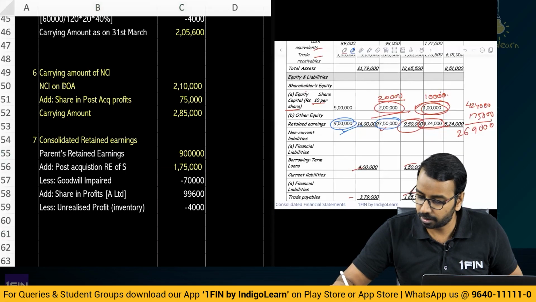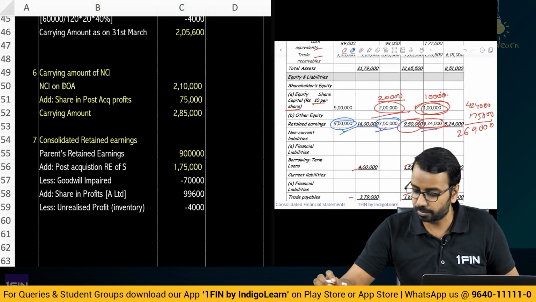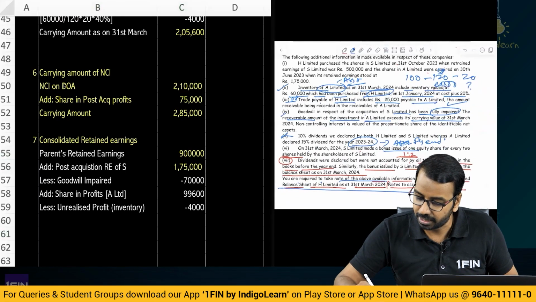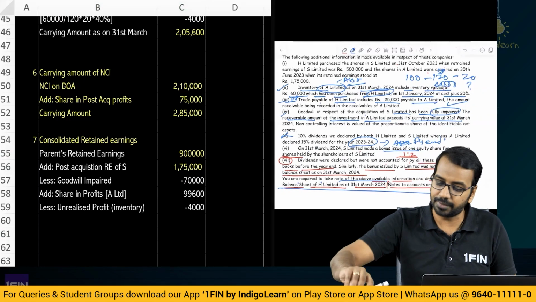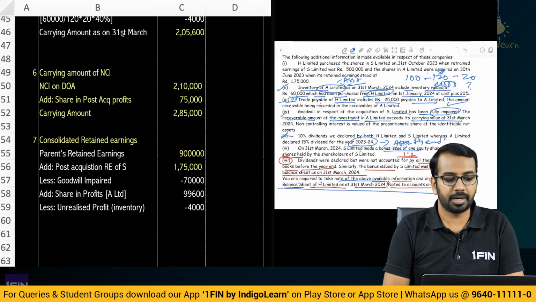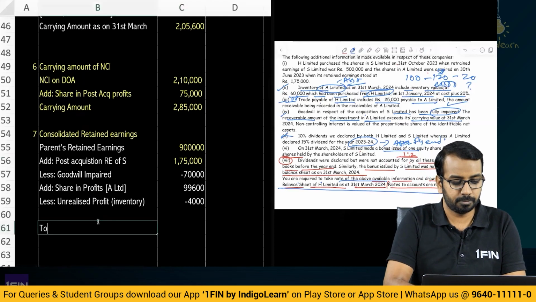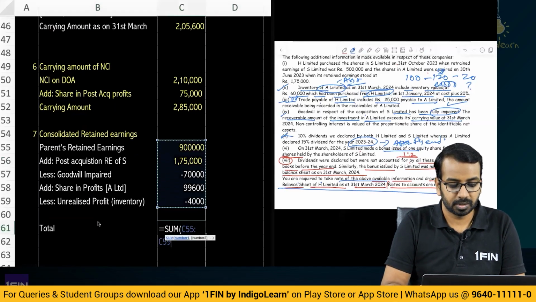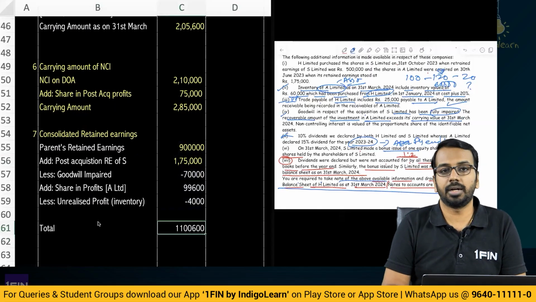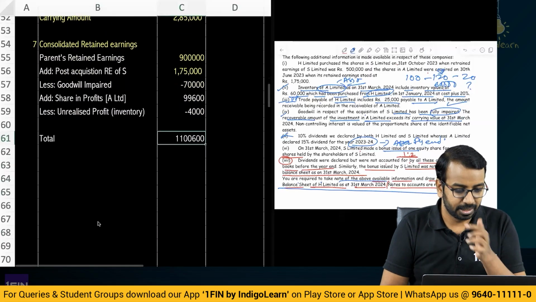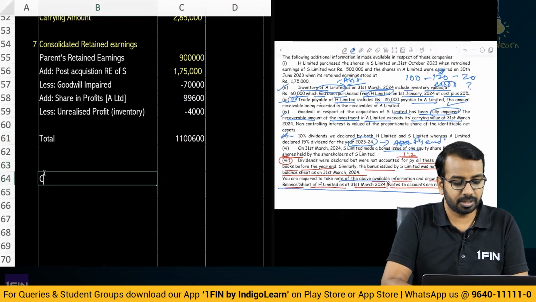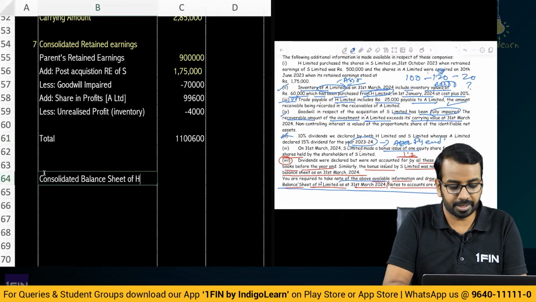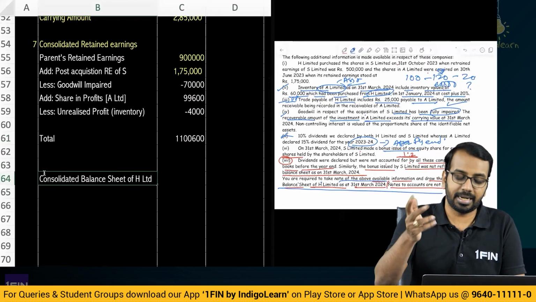Then we have taken post acquisition from subsidiary, share of post acquisition from associate, and we have taken the adjustment for inventory, goodwill has been impaired, trade payable there is no impact, remaining everything we have done. So we are good to prepare the consolidated balance sheet. So total here would be 11,06,000 as consolidated retained earnings. Now with this understanding, let us prepare the consolidated balance sheet of H Limited, incorporating the subsidiary and the associate.